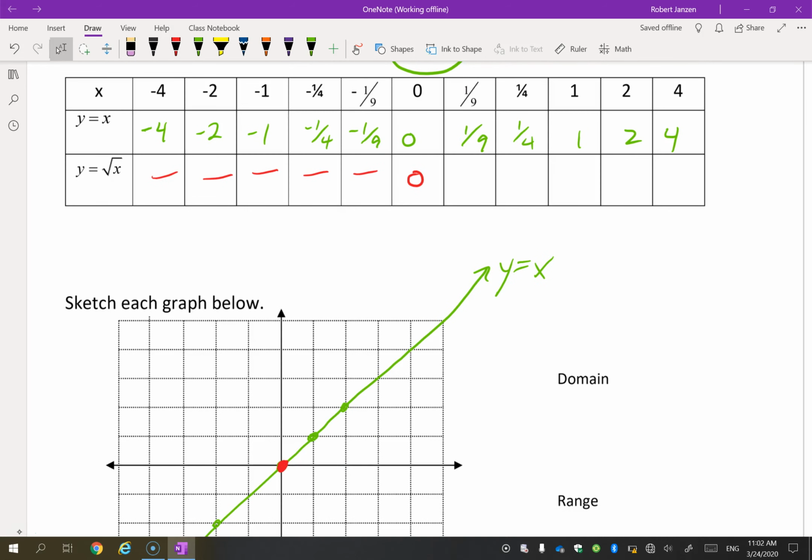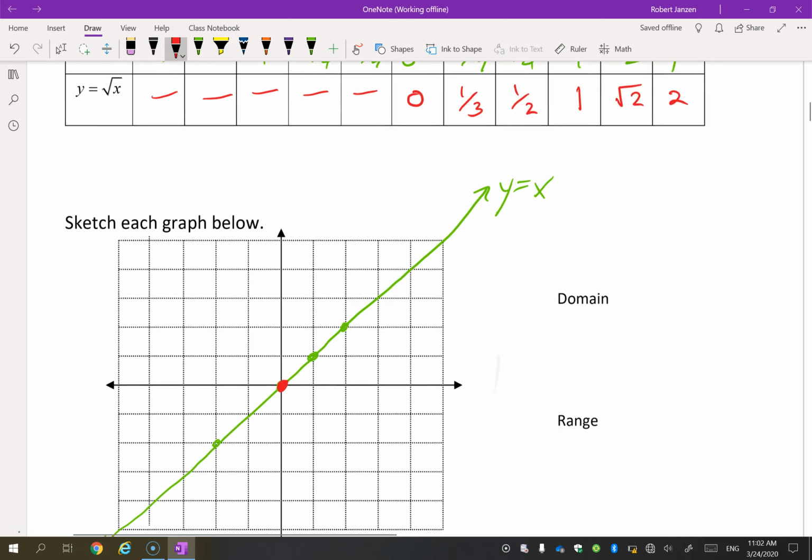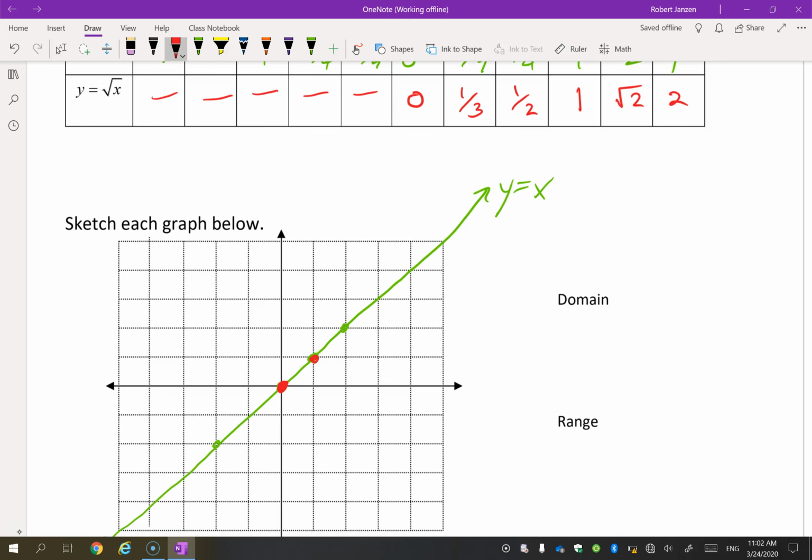What is the root of 1/9? The root of 1/9 is 1/3. The root of 1/4 is a half. And the root of 1 is 1. The root of 2, root 2, the root of 4, 2. So these are the points that you had already memorized. Where are we here? 4, 2, right there. Those are the points that you had learned.